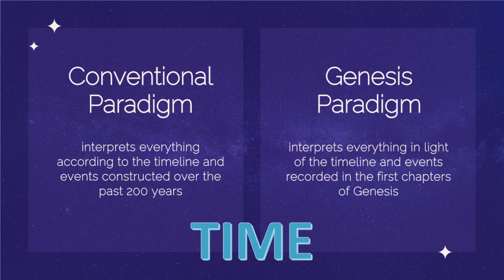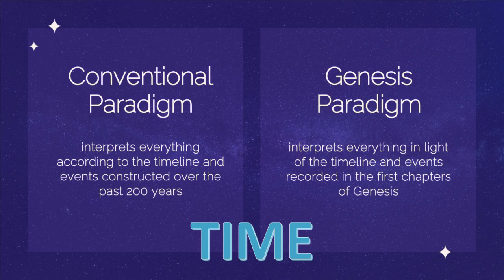The Genesis paradigm interprets everything in light of the timeline and events recorded in the first chapters of Genesis. On the other hand, the conventional paradigm interprets everything according to the timeline and events constructed over the past 200 years as a replacement for that biblical history. The conflict is ultimately between these two competing histories of the world, since time is the critical element here. The Genesis paradigm tells us of thousands of years for how the universe came to be, while the conventional paradigm talks about millions of years. Each of these two paradigms has its own different timescale.